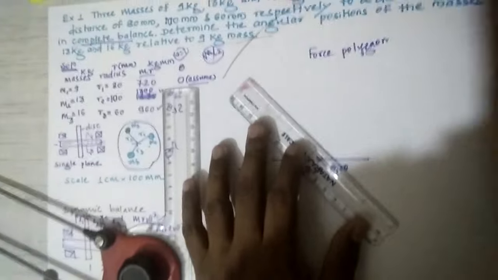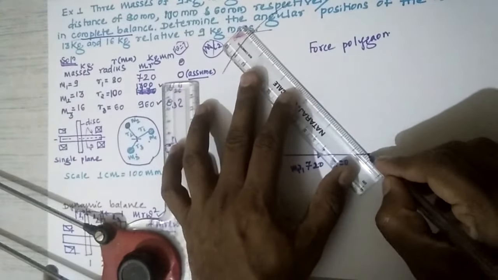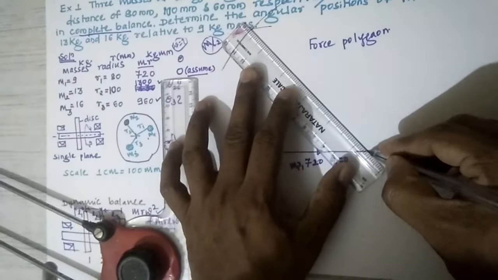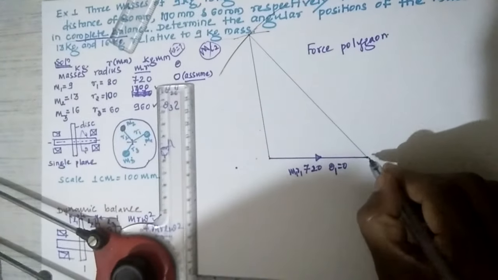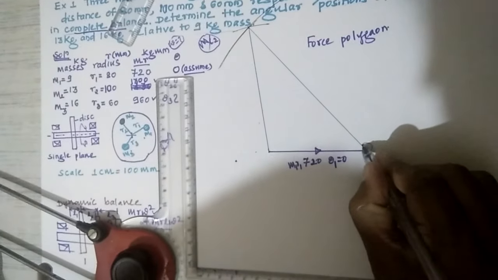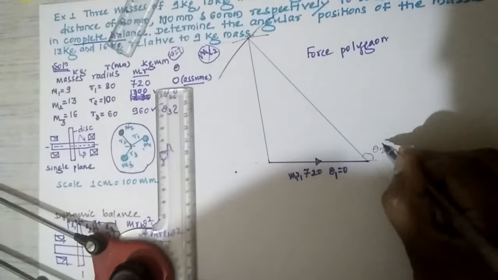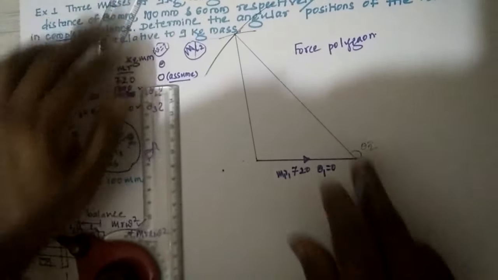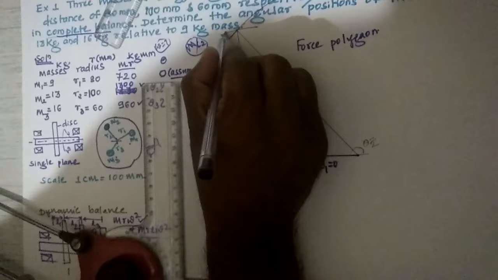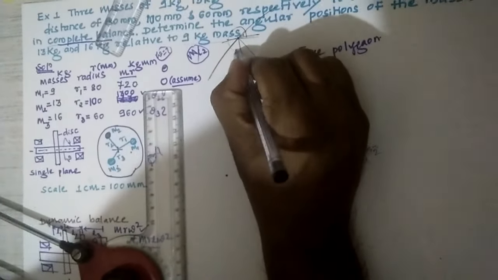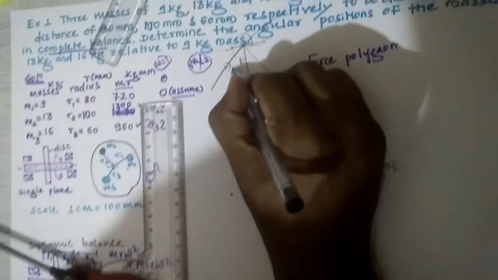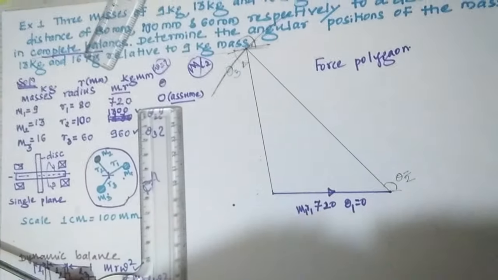I'll take this one. We join it and you complete it. This is one possibility. This is theta 1, this comes as theta 2. You measure it, how much angle, you measure it and you will get this also. One more thing, here also with respect to this it comes as theta 3. Okay, this is the one possible.